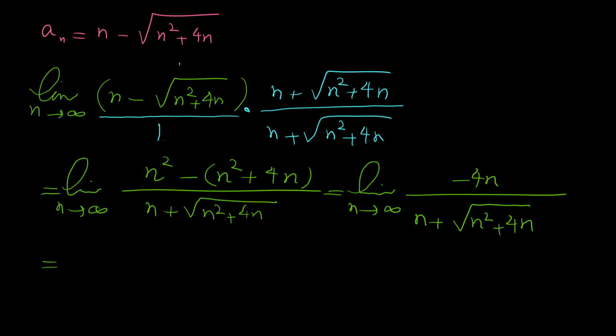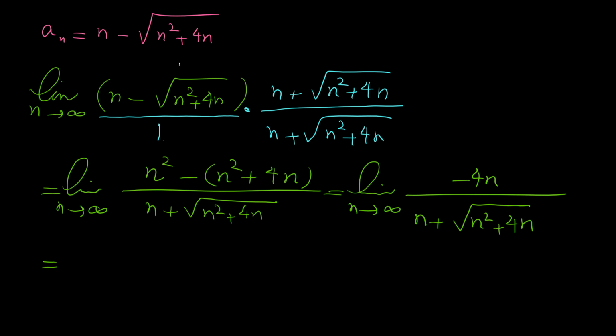What is the highest degree of the denominator? The highest degree of the denominator is n to the 1. Please pay attention. We have n to the 1 here. Maybe we think we have n to the 2, but no, it's not n to the 2. This is in the radical. When we have a radical n to the 2, it is like n. So the term with the highest degree in the denominator is n to the 1. So we have to divide numerator and denominator by the highest degree of the denominator, which is n to the 1.